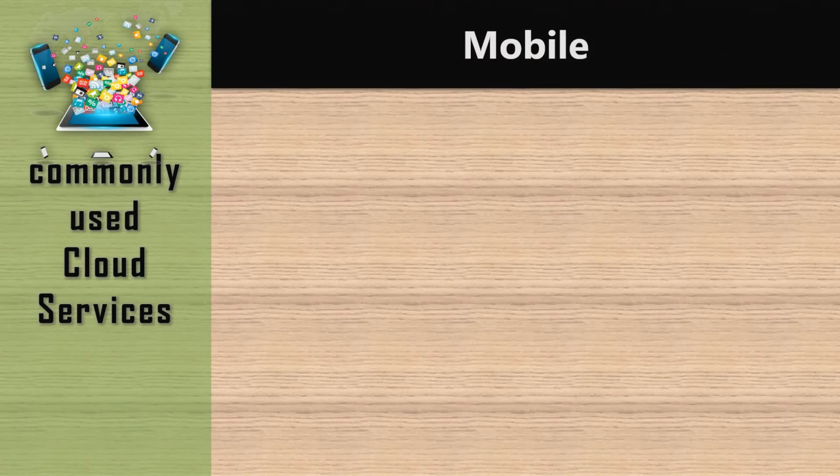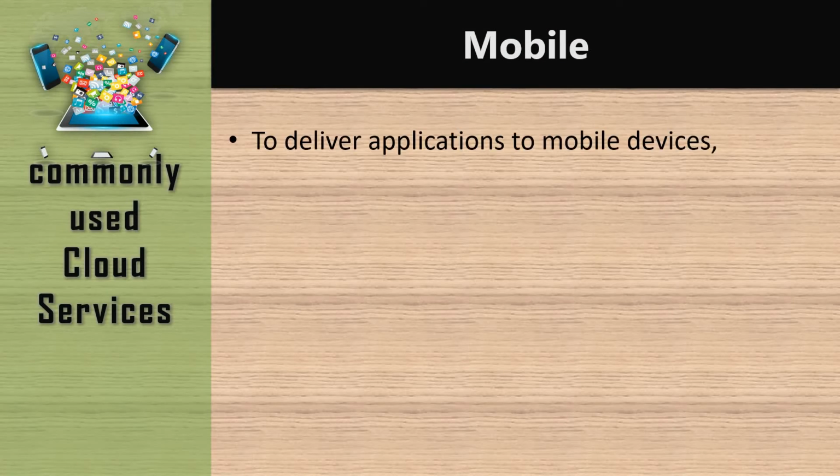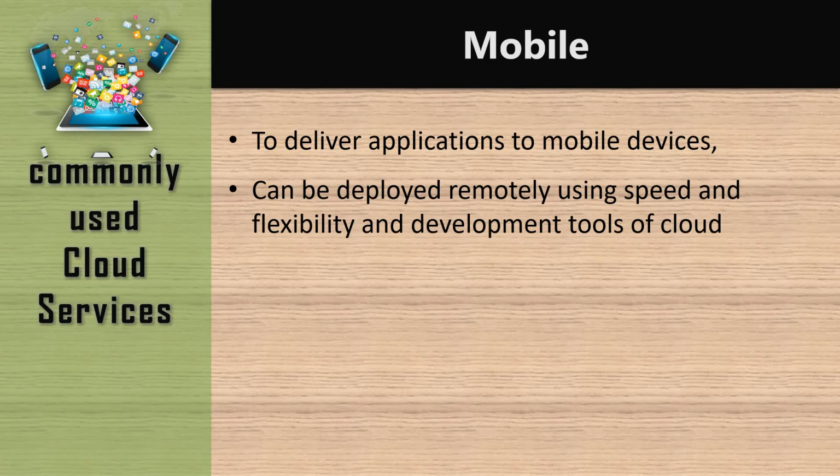Next is mobile. You have the ability to deliver applications to mobile devices, regardless of which operating system the device is running, whether it's Apple or Android. You can also deploy remotely using the speed, flexibility and development tools of the cloud, because you have your mobile phone with a connection to your cloud provider, and you can do everything using the mobile. There is also offline data synchronization: if you did something offline, it will be synchronized directly when you are online.